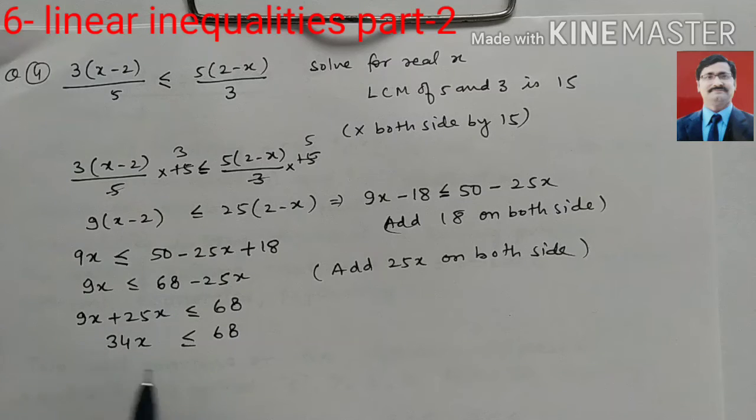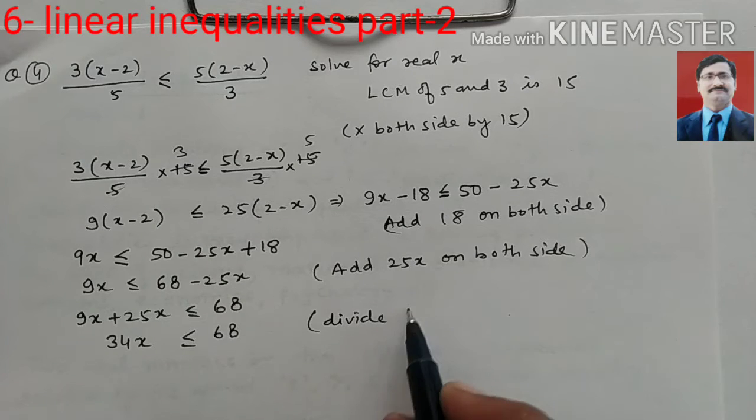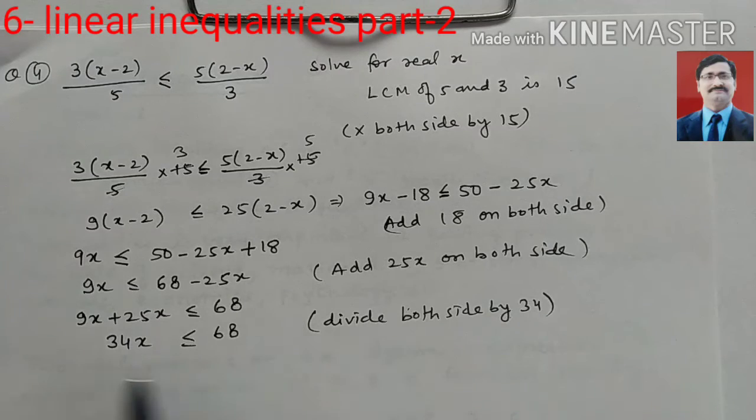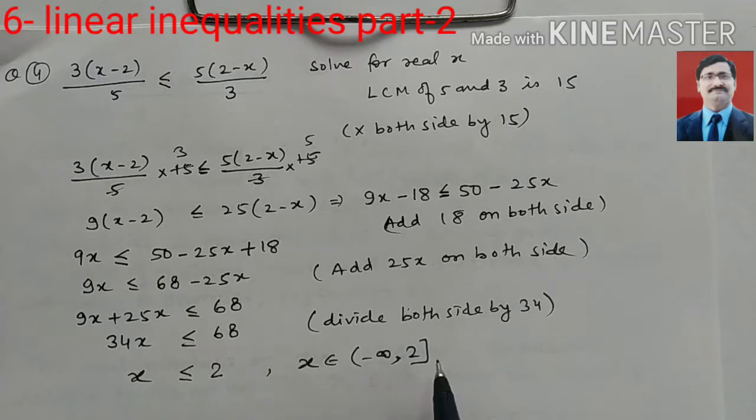Now this 34 we have to transfer to the other side, which means we divide both sides by 34. When you divide by 34, the 34 cancels and we get x only. 34 twos are 68, so we get x is less than or equal to 2. We have to write the answer in real number format. So x belongs to minus infinity to 2. This is how we can write the answer.